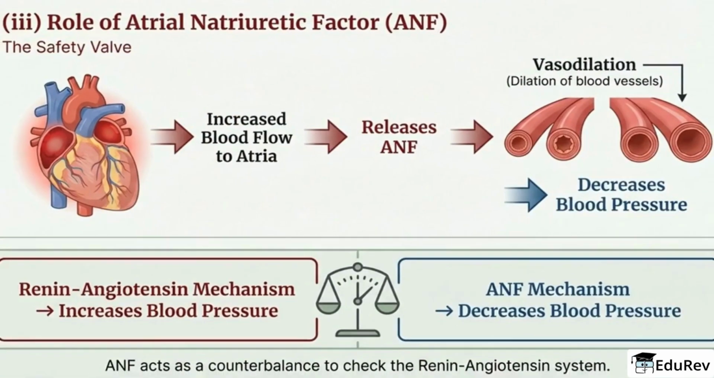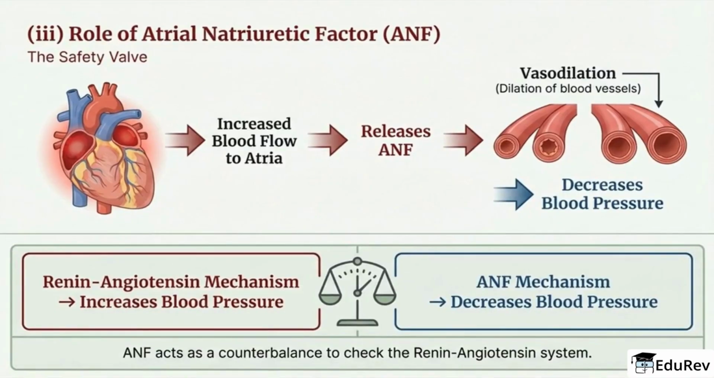The heart contributes through atrial natriuretic factor or ANF, which acts as a safety valve. When the atria are stretched by increased blood volume, ANF is released. It promotes vasodilation and enhances excretion of sodium and water, lowering blood volume and pressure. In short, ANF counterbalances the renin-angiotensin-aldosterone system to prevent excessive rises in pressure.